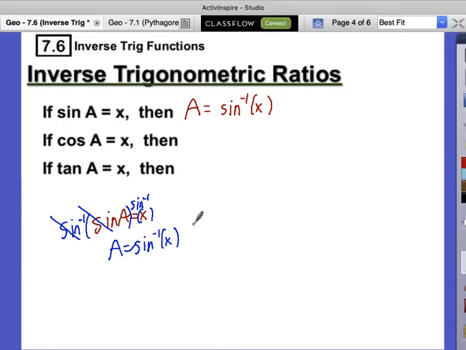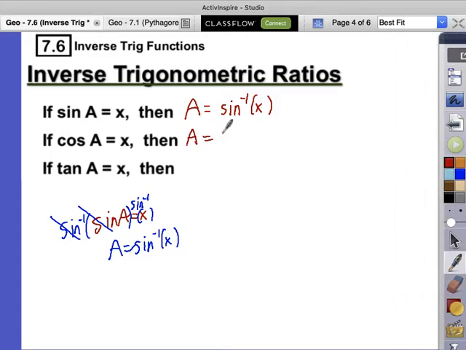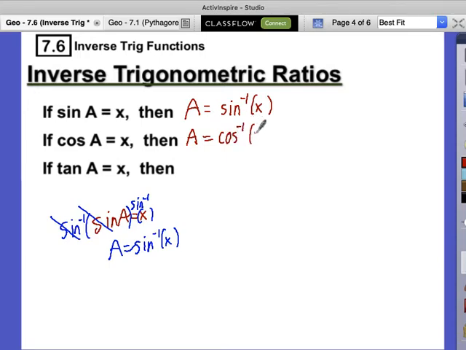If cosine of angle A is equal to x, then A is equal to inverse cosine of x. Isn't that crazy? Cosine, inverse cosine? Aren't we just so original with these names?